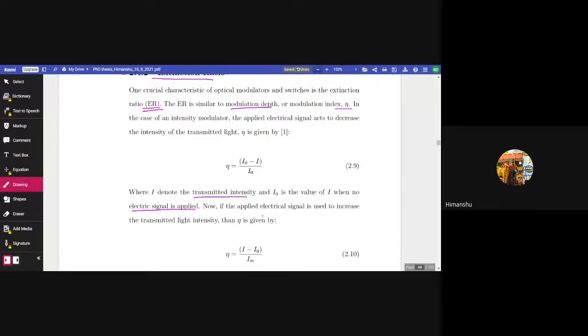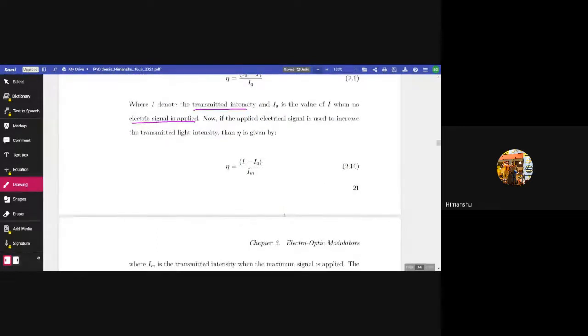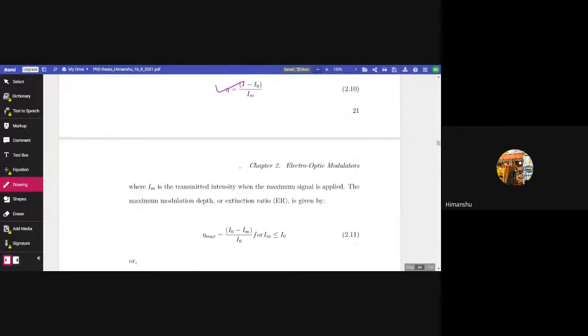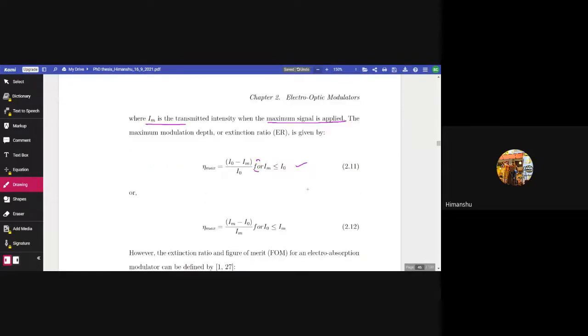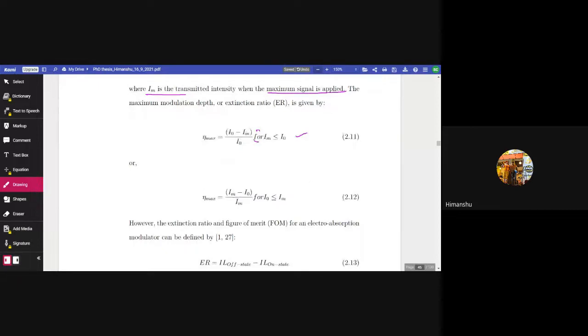Now, if the applied electrical signal is used to increase the transmitted light intensity, then eta is given by eta equals (I minus I_0) by I_m, where I_m is the transmitted intensity when a maximum signal is applied. The maximum modulation depth or extinction ratio is given by eta_max equals (I_0 minus I_m) by I_0 for I_m less than or equal to I_0, or eta_max equals (I_m minus I_0) by I_m for I_0 less than or equal to I_m.